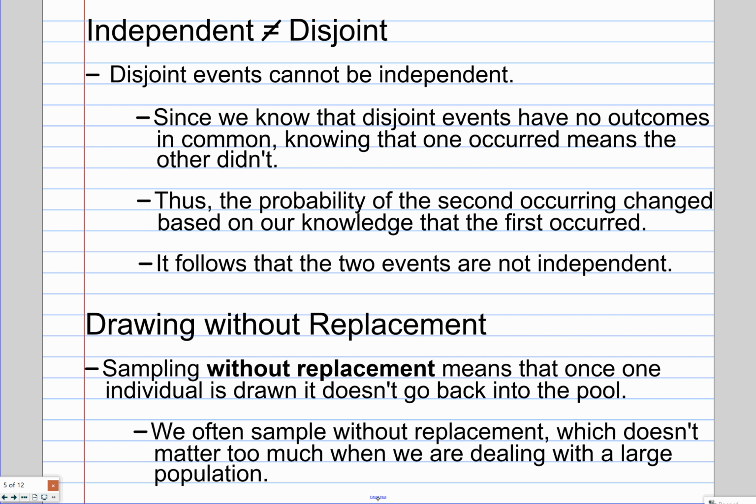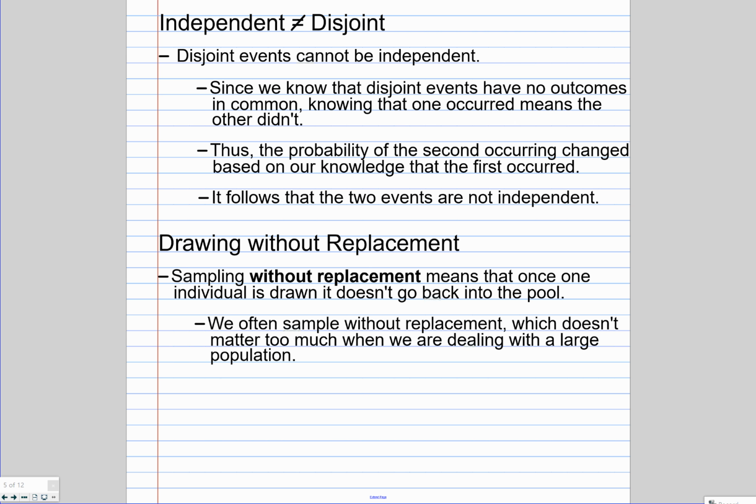Okay, so the drawing without replacement, if you ever see without replacement, means when they pull something out, they don't put it back. Okay? If it says with replacement, they draw something out, but then they put it back. All right, think about if you're fishing and you catch a fish and you put it back. All right, that's replacement, with replacement. Swim, be free. No, I don't like to fish. If you do, that's great.